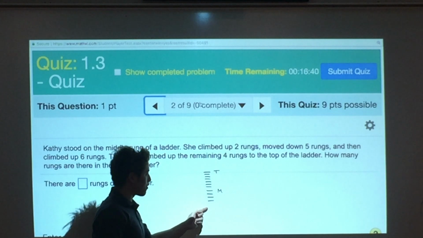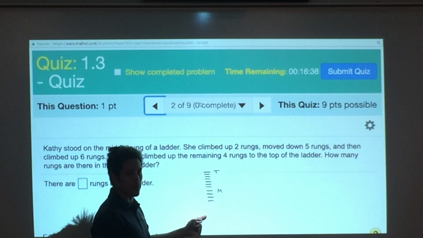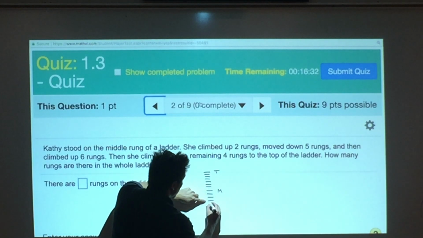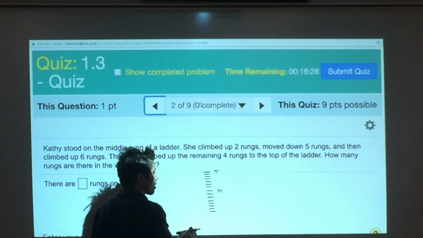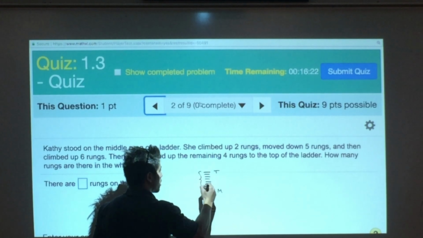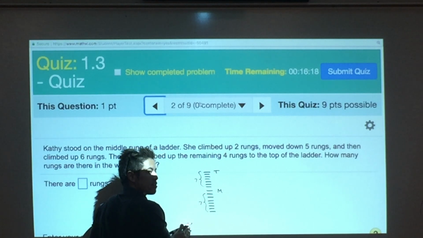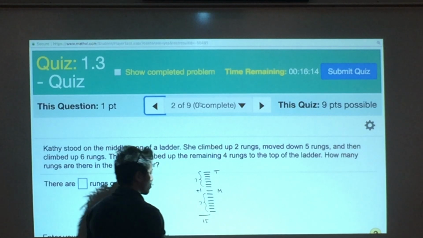I'm not adding 7 to what's there already. I'm making sure that below the middle, there should be a total of 7. I already have 3, 4, 5, 6, and there's 7. Make sense? Okay? And so now, to answer the question, there's 7 above, there's 7 below. Are there 14? No. No. Plus 1 more for the middle, so you have a total of 15 rungs on this ladder.